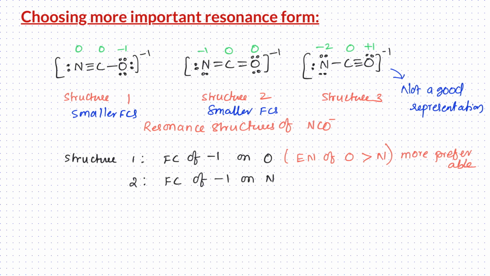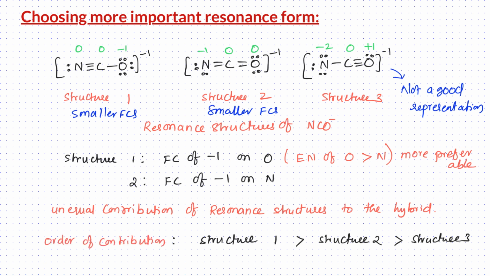All three resonance structures contribute to the experimental structure, or the structure of the resonance hybrid. However, it is not an equal contribution. Instead, it is a weighted average of the three structures, with structure 1 contributing more to the resonance hybrid, followed by structure 2, then structure 3, depending on the criteria that we discussed.